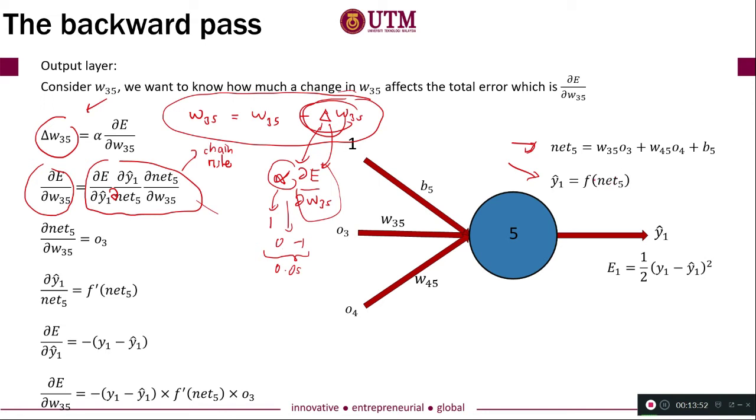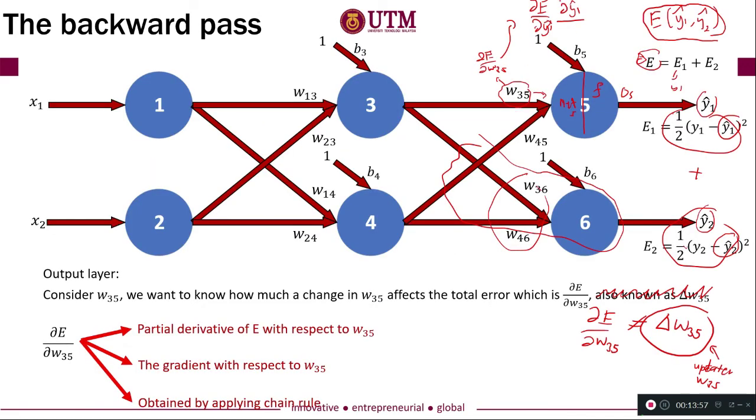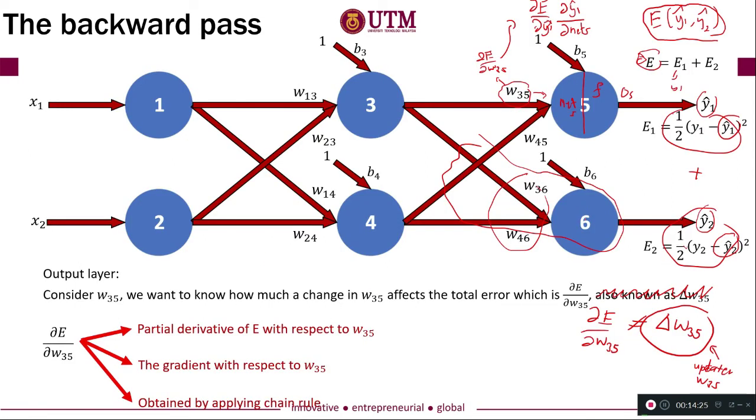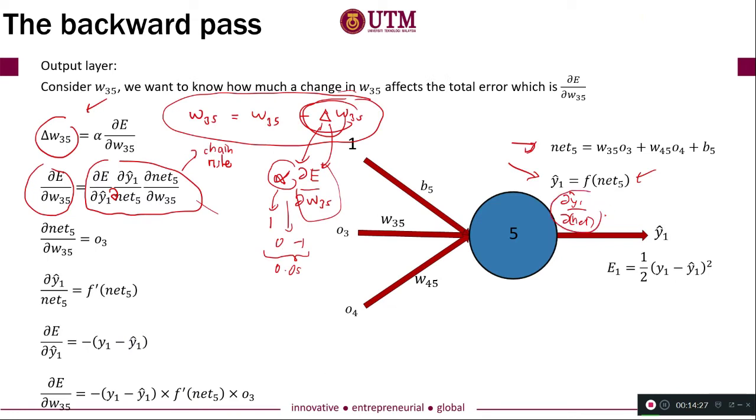So that's why you can continue expressing this with del y1 hat over del net 5. Why? Because this is already there. There's a function there during our forward pass. We already know this one. This is the definition of your y1 hat. So that's why you can easily find this one, because you already have the equations there.